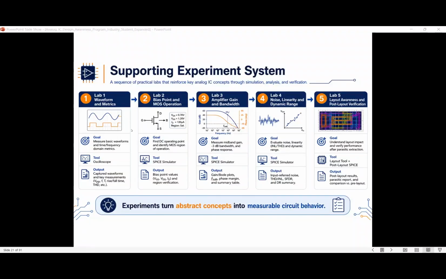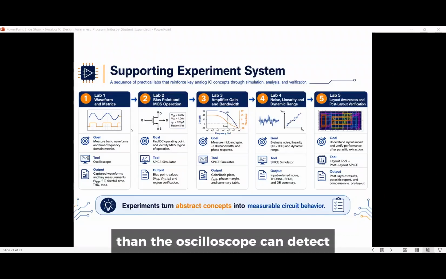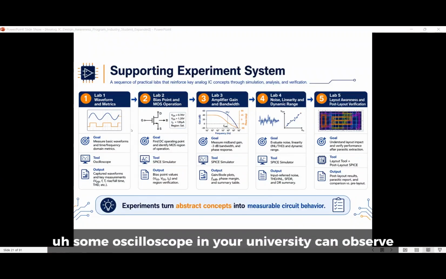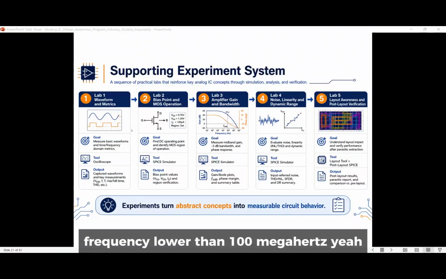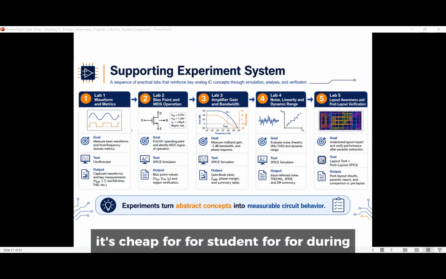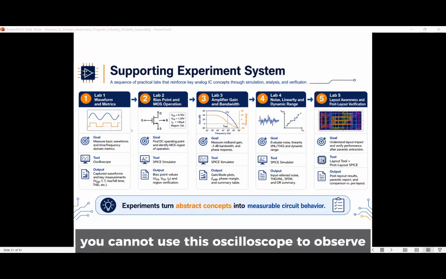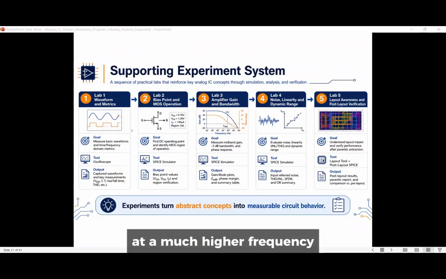Why? Because your circuit may oscillate at a much higher frequency than the oscilloscope can detect. For example, some oscilloscopes in your university can only observe frequencies lower than 100 megahertz. Because it's cheap, right? It's cheap for students for daily measurement. However, you cannot use this oscilloscope to observe a real circuit, because the circuit may oscillate at a much higher frequency, for example 1 gigahertz or even higher.